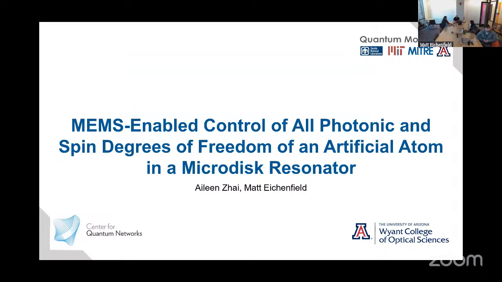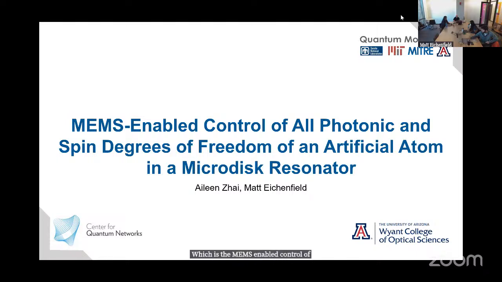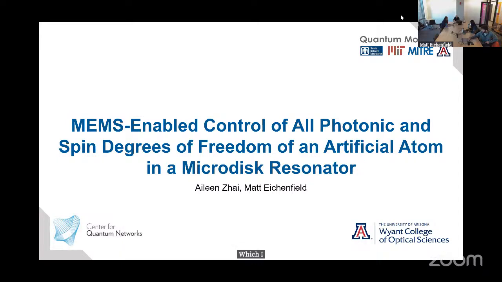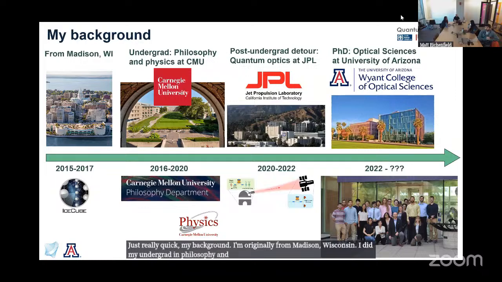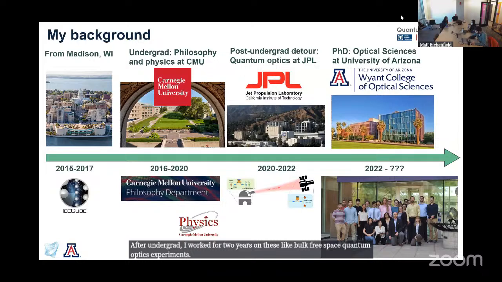Cool. Yeah, so I'm Eileen. I'm a third-year grad student in the math group here at the University of Arizona, and I'll be talking about the project that we've been working on, which is the MEMS-enabled control of all photonic and spin degrees of freedom of an artificial atom in a microdisc resonator, which I know is a lot of words, but we'll break that all down. Just really quick, my background: I'm originally from Madison, Wisconsin. I did my undergrad in philosophy and physics at Carnegie Mellon University in Pittsburgh. After undergrad, I worked for 2 years on bulk free space quantum optics experiments. And now I'm doing my PhD here.